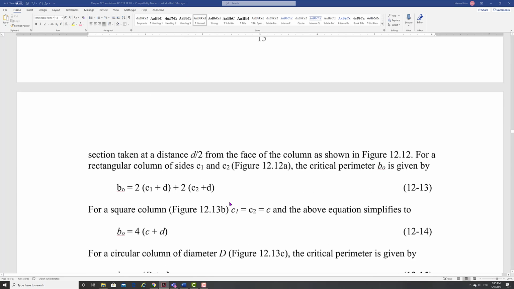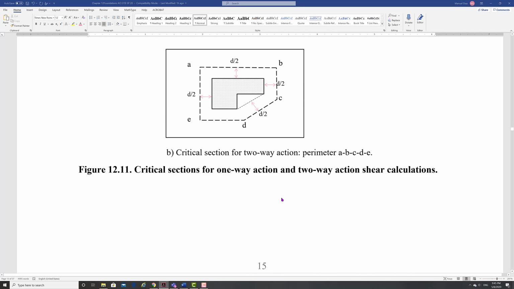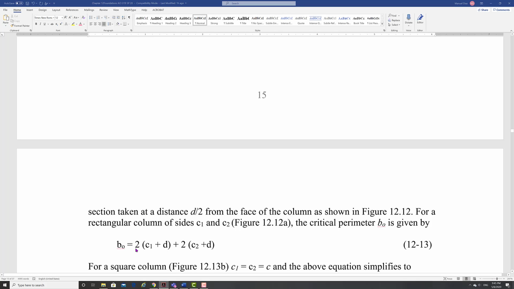So at the end then, if you have a rectangular section, this distance right here is going to be the column dimension, c2 plus d over 2 plus d over 2. So it's c2 plus d. You go in this direction, c1 plus d over 2 plus d over 2, that's c1 plus d. And you have 1 and 2 and 1 and 2. So then your perimeter, your b naught, becomes 2 times (c1 plus d) plus 2 times (c2 plus d).